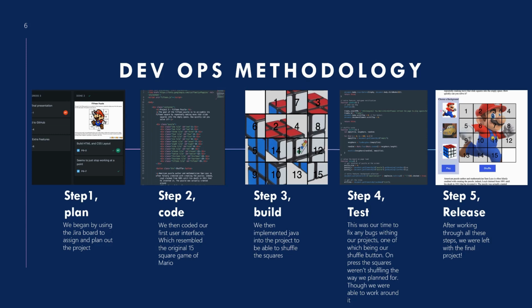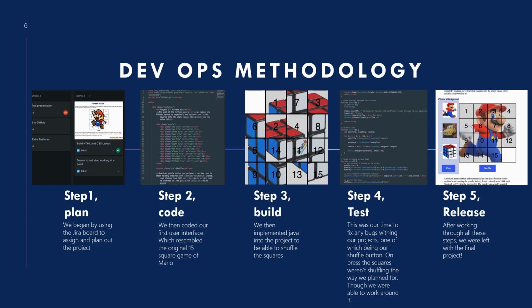For the step 3 building of the actual project, we implemented the Java in order to make it have special features which were also asked for inside of the sheet, that are going to be described later on in the PowerPoint presentation, but some of which do include a timer, a shuffle feature, as well as several others.